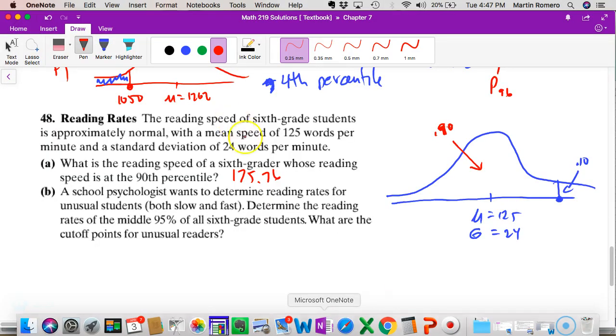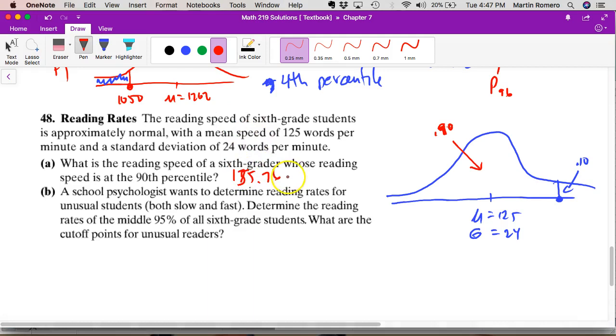So it's 155.76 words. So about 156 words is the 90th percentile. A school psychologist wants to determine the reading rates for unusual students, fast and slow. Determine the reading rates of the middle 95%. Remember, unusual is 5%, and so 5% is related to standard deviations.